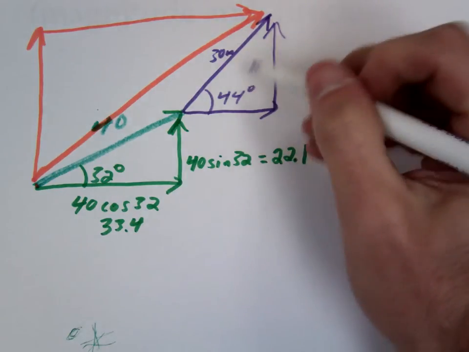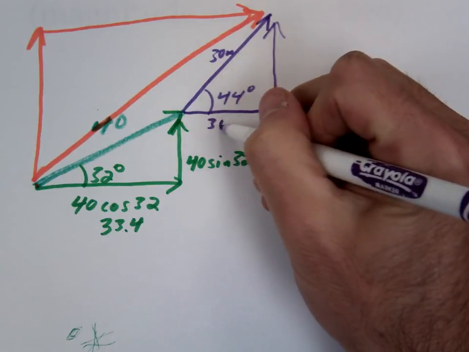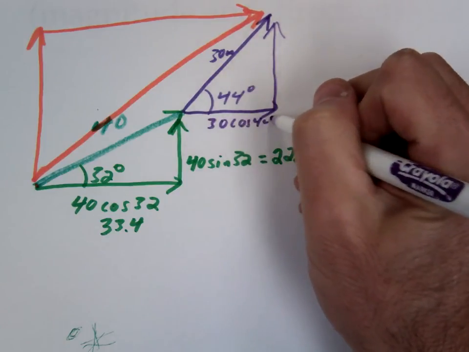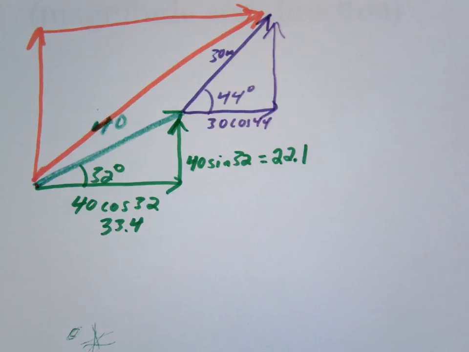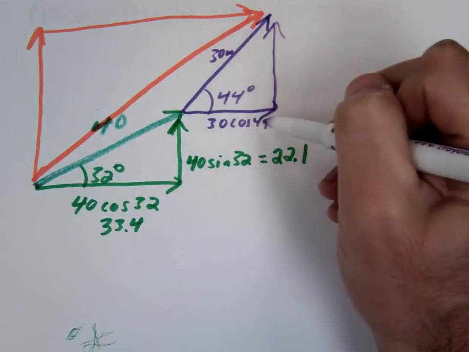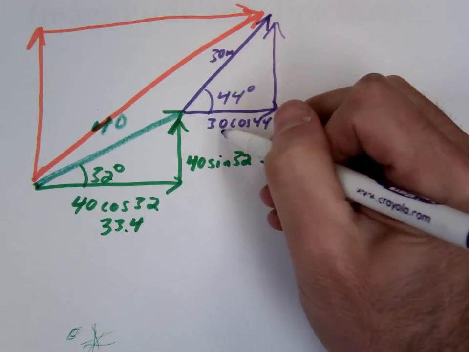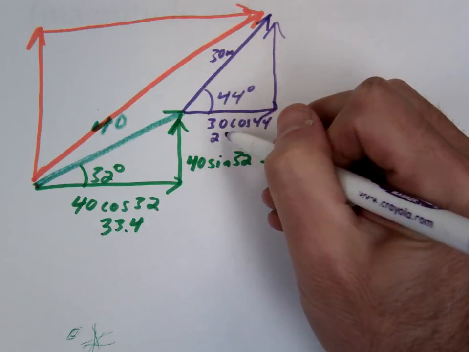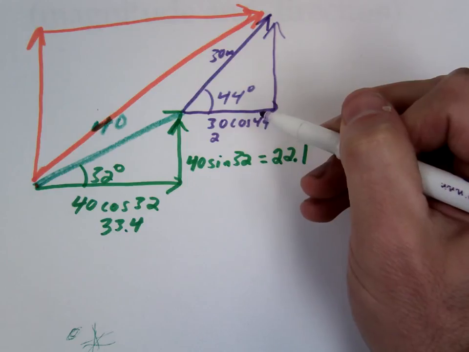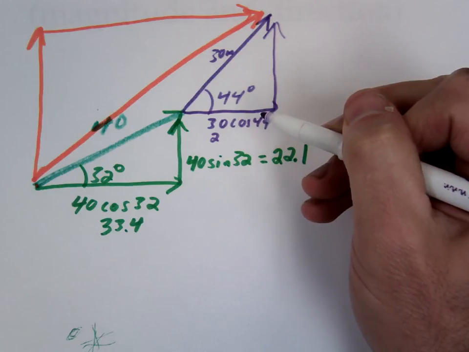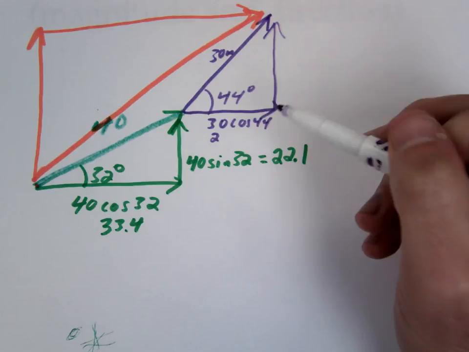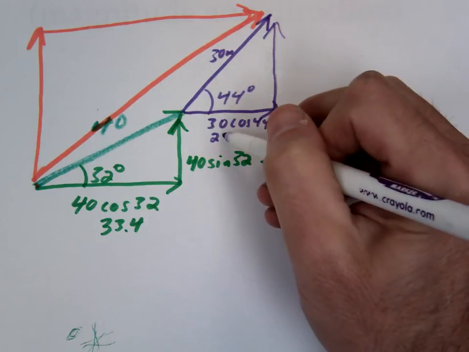Okay, we're going to do the same thing with the purple vector. This is 30 cosine 44. That's the adjacent side. What's the answer for this? 29.9. That's not right. 21.58.